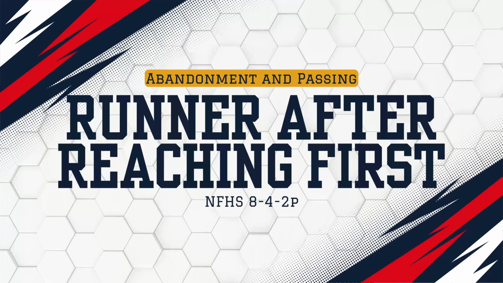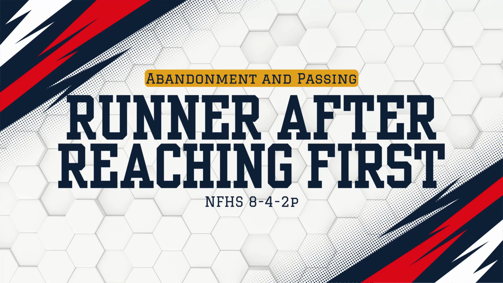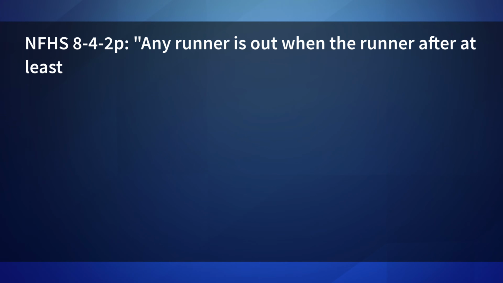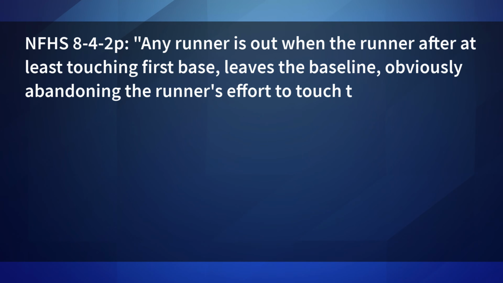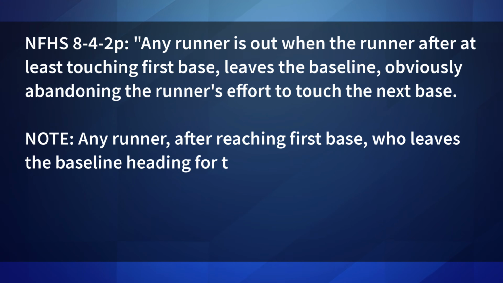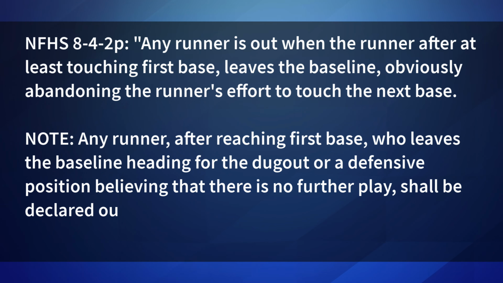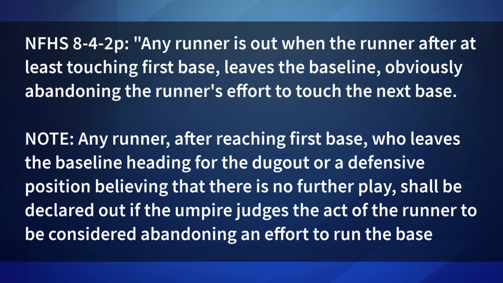So we need to look at the other abandonment rule, which is NFHS 8-4-2P. That rule says, any runner is out when the runner, after at least touching first base, leaves the baseline, obviously abandoning the runner's effort to touch the next base. And then the note added onto it says, any runner, after reaching first base, who leaves the baseline heading for the dugout or a defensive position, believing there is no further play, shall be declared out if the umpire judges the act of the runner to be considered abandoning an effort to run the bases.